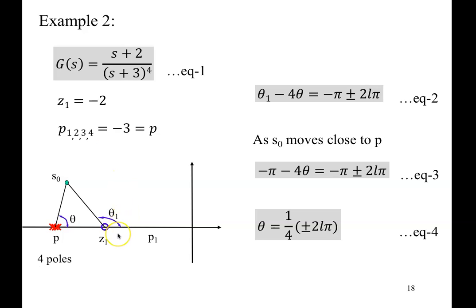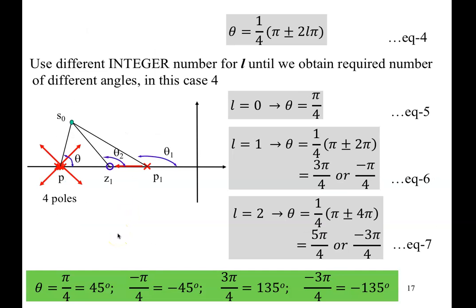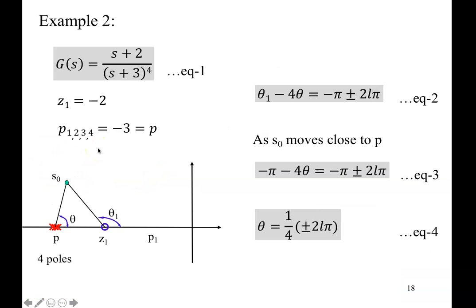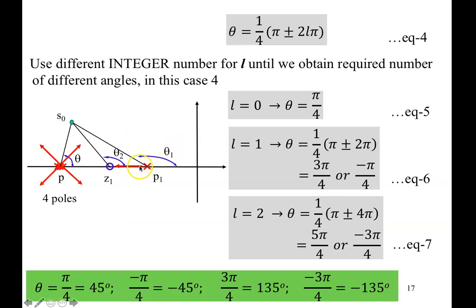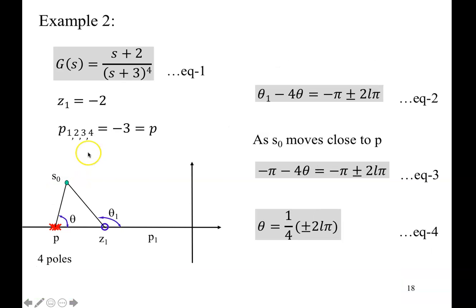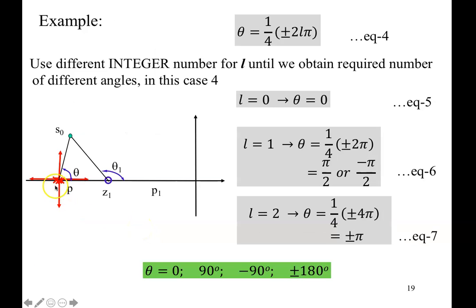In this example, I don't have that additional pole here, therefore they become 45 degrees. In this example, I have a pole here. You end up with 45 degrees. In this example, I don't have an additional pole here. We end up with 0, 180, plus 90, and a minus 90.